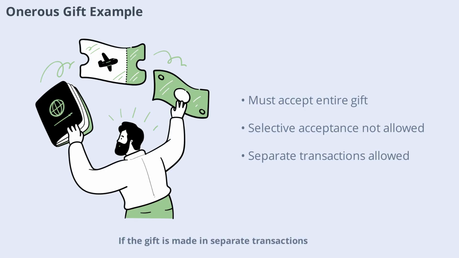If the gift is made in separate transactions, the donee may refuse the burdensome parts. This rule prevents selective acceptance and ensures the integrity of the gift.